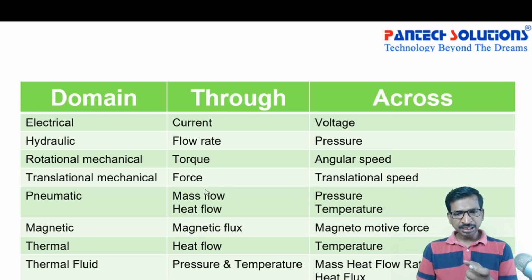And similarly, these are the other variables. We have already discussed the same topic in the previous session also. In electrical, current is the through variable and voltage is the across variable. Similarly, in hydraulic, flow rate and pressure. Similarly, the rotational mechanical system and the translational mechanical system: torque and angular speed for rotational, and force and translation speed for translational. Similarly, in all the domains, we have to calculate the power flow by multiplying these two variables.